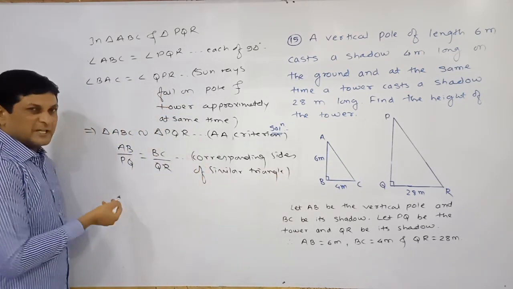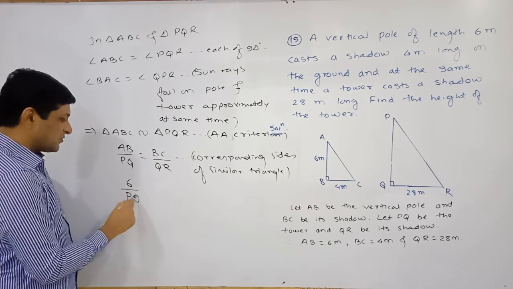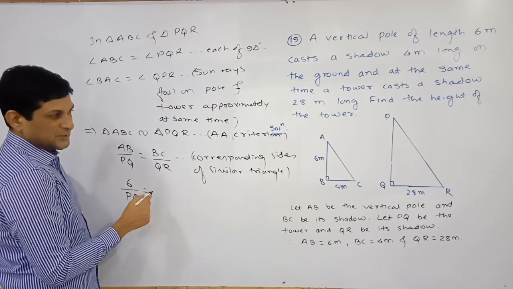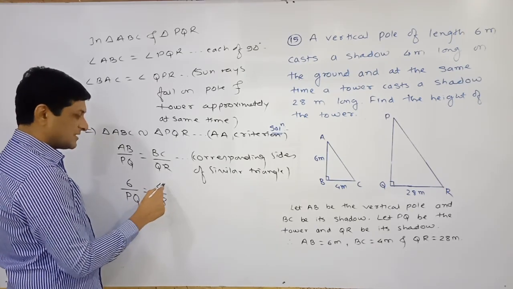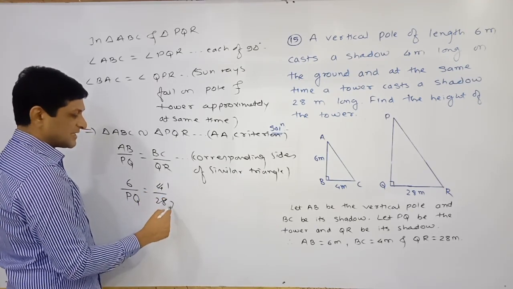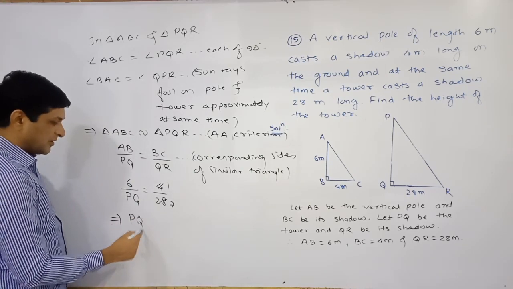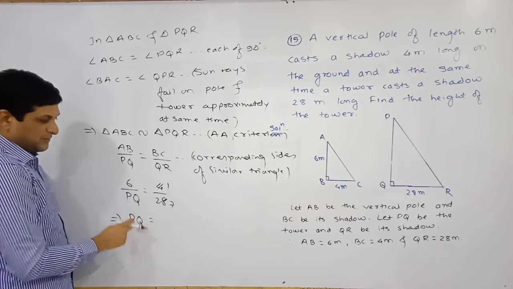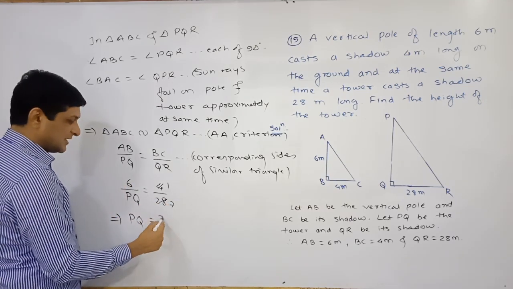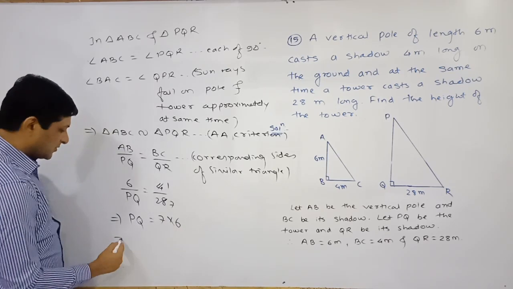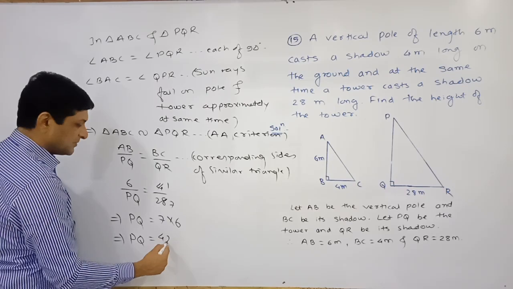Well, now the remaining part is just to substitute the values. AB is equal to 6, PQ we have to find out, BC will be equal to 4 and QR will be equal to 28. Here we can say that 4 ones are 4 and 4 sevens are 28. So this implies that PQ into 1 will be equal to PQ, and on this side we will get 7 into 6. So PQ will be equal to 7 sixes are 42.